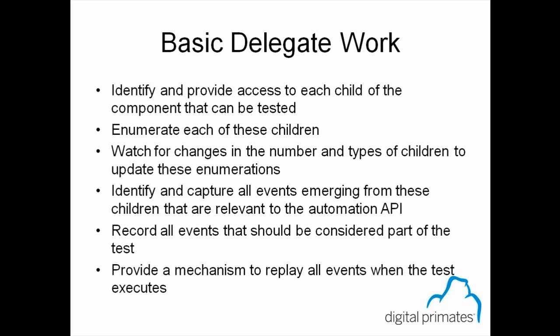In dynamic components, such as a data grid or a data group, it needs to watch for changes in the number and type of children. So, for instance, when a new child is added or a new row is added or one is removed, those pieces of information need to be available to the testing tool so that decisions can be made.